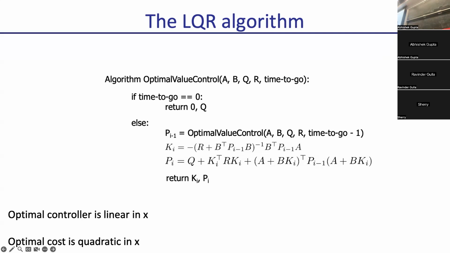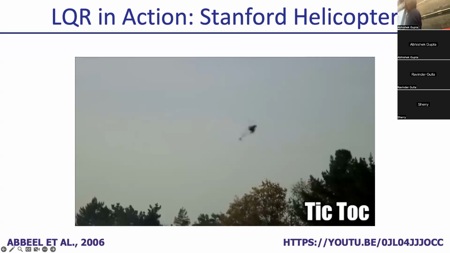The main issue with LQR is that it's linear and quadratic, right? And the world is not linear or quadratic, so that often causes problems. We're going to see an extension that makes it applicable to nonlinear systems. But before that, some videos of LQR.